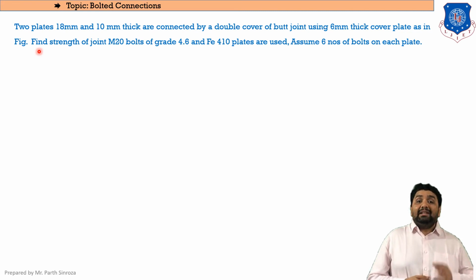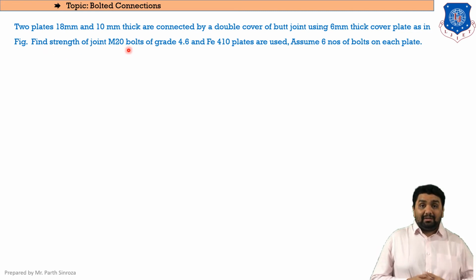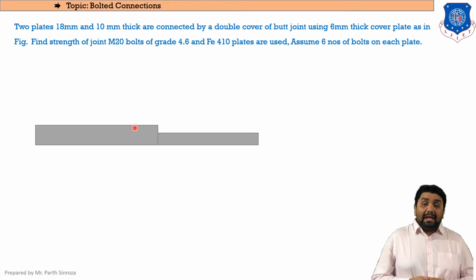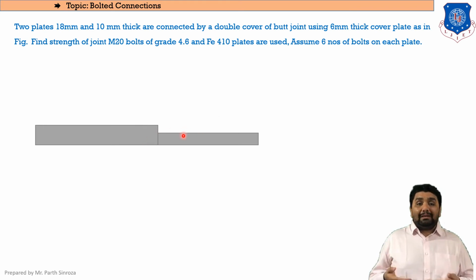So here we need to find the strength of the joint. And what is different in this case, we will see later on. But moving on to the figure portion first. Two plates are given in the question, and as it is a butt joint, they will be placed side by side. They will not be overlapping each other.